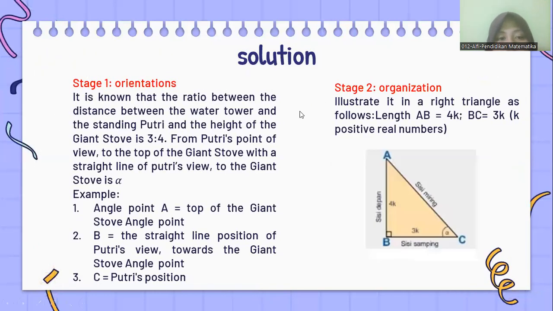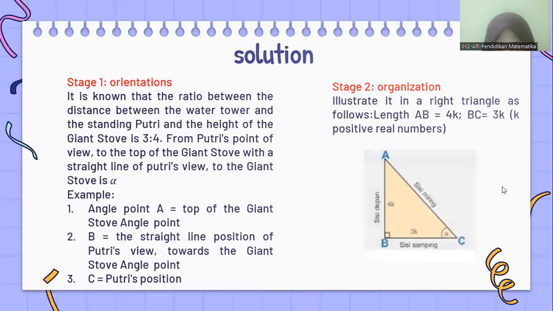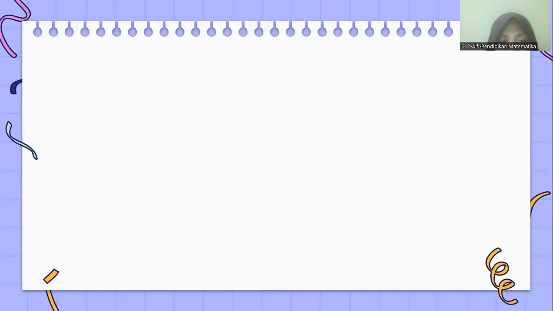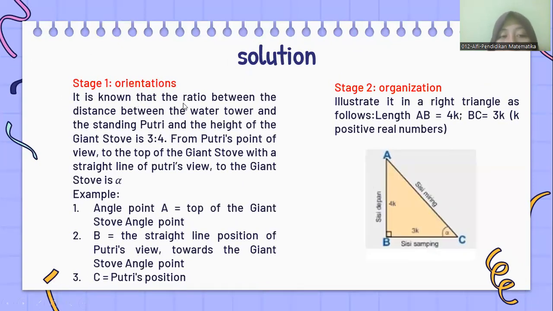Next, solution. Step 1, orientation. From the problem, it is known that the ratio between the distance between the water tower and where Putri stands, and the height of the chain stove, is 3 compared to 4. Putri's line of sight goes from her view straight to the top of the chain stove.